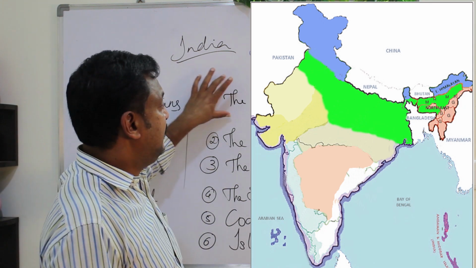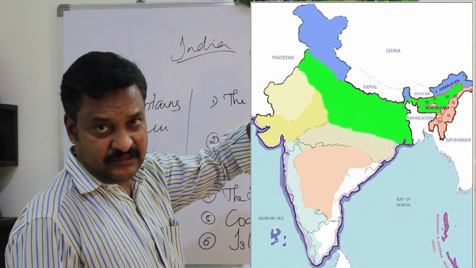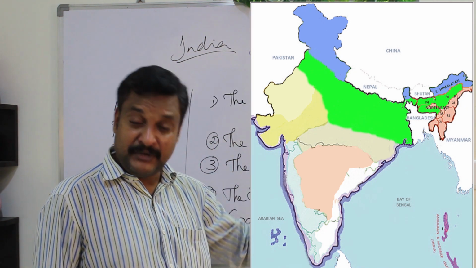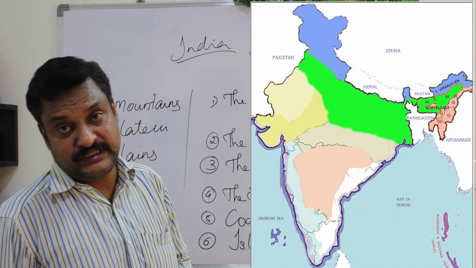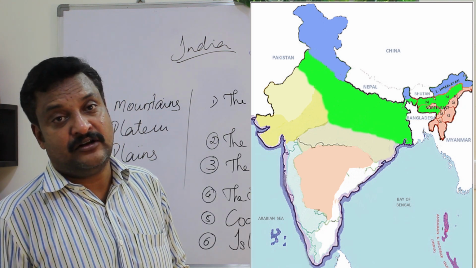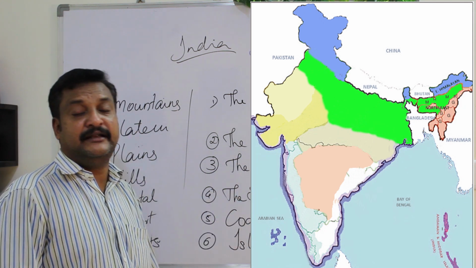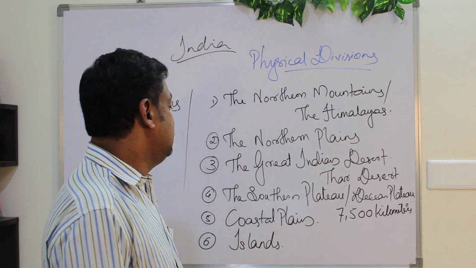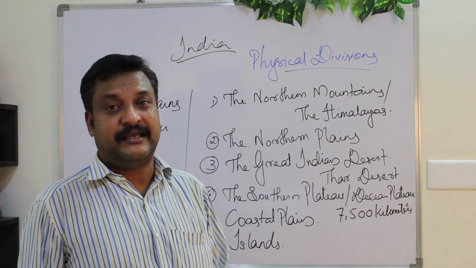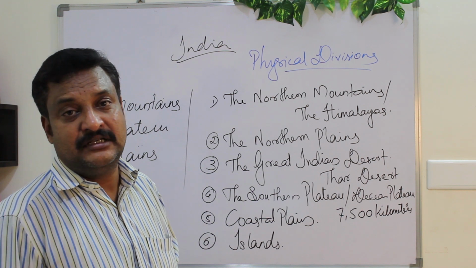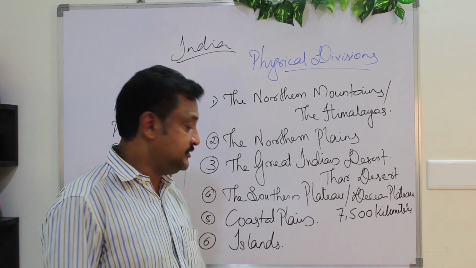In the north we have the northern mountains or the Himalayas. Just below that we have the northern plains, which are basically formed by the rivers that come from the northern mountains. Then on the western side of these northern plains we have the Great Indian Desert or the Thar Desert. Then the southern region is a plateau region, which is a raised landform, known as the Southern Plateau or the Deccan Plateau.